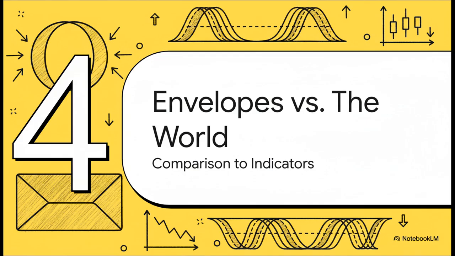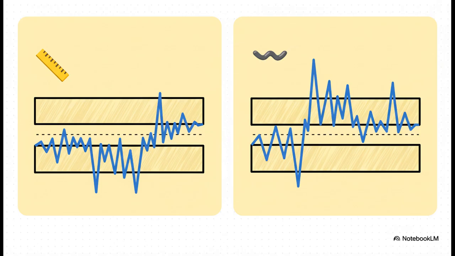Of course, the envelope indicator isn't the only game in town. It doesn't exist in a vacuum. So how does it stack up against that other famous band indicator, Bollinger Bands? Let's take a look. The biggest difference comes down to one thing, how they measure how far the band should be from the middle line.